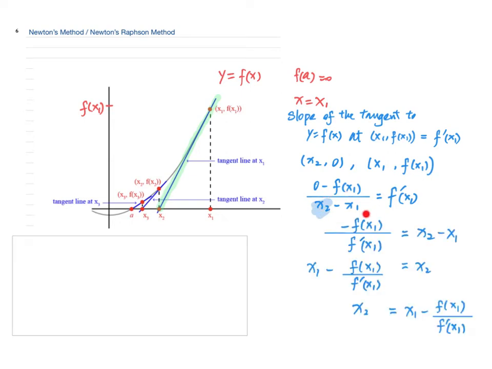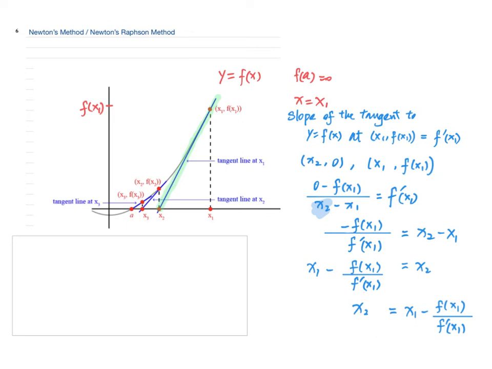0 minus f(x1) should be minus f(x1), right? Multiply this denominator to the right hand side, so the denominator is transposed to the right hand side, and then divide by f'(x1) down there. You will get another equation, which is x2 minus x1 equals to this fraction. And now again, by transposing x1 from the right hand side to the left hand side, you change the sign from minus to plus. And so x2 should be equal to x1 minus f(x1) divided by the first derivative value f'(x1).